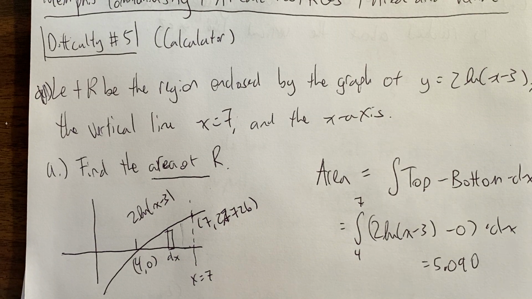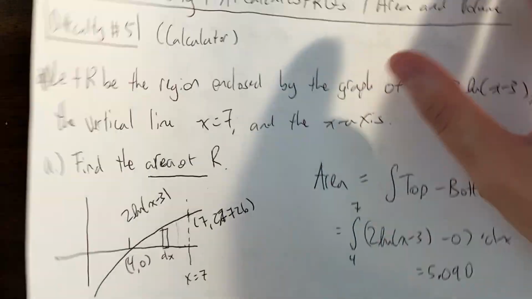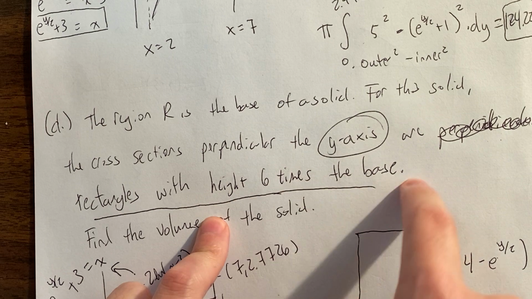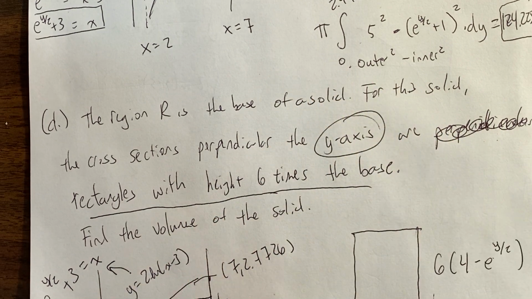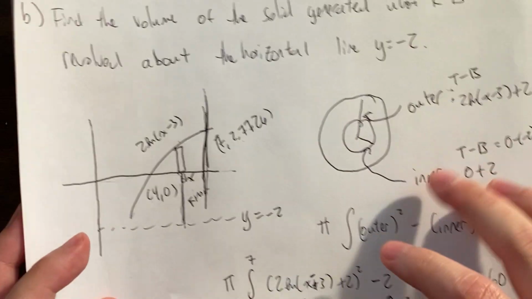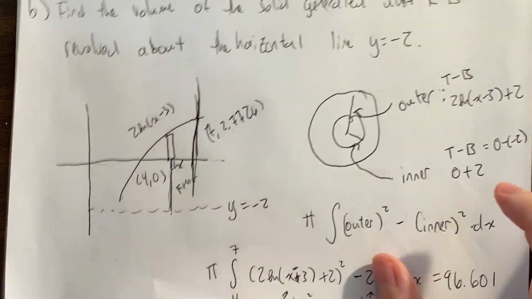Again, this one is not actually that much harder than difficulty 1 through 4. What we added basically was going around vertical lines and also cross sections that were perpendicular to the y-axis. Sorry, my mouth is getting pretty dry. But so let's rush through this. So area, not too bad. Integral of top minus bottom. Volume question, also not that bad.